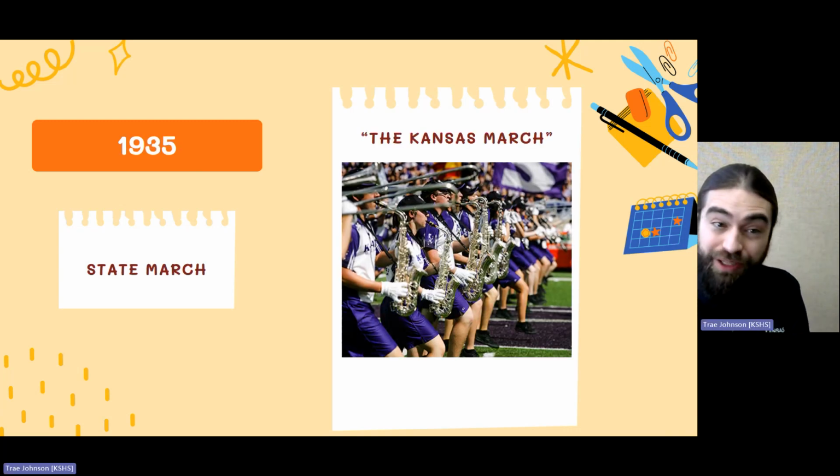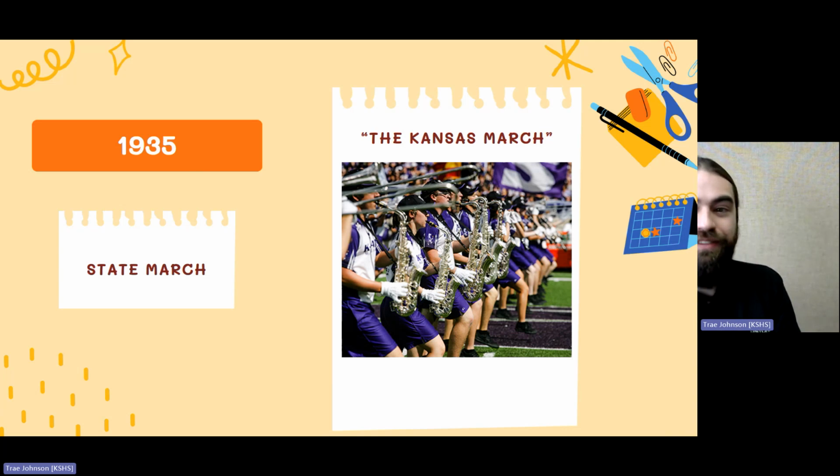You might not know, but Kansas has a state march called the Kansas March. It was adopted in 1935 and composed by Duff E. Middleton. A second state march was added in 1992, but we'll get to that a little bit later.